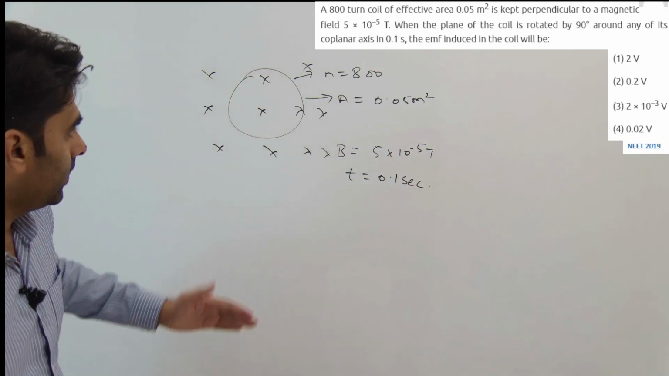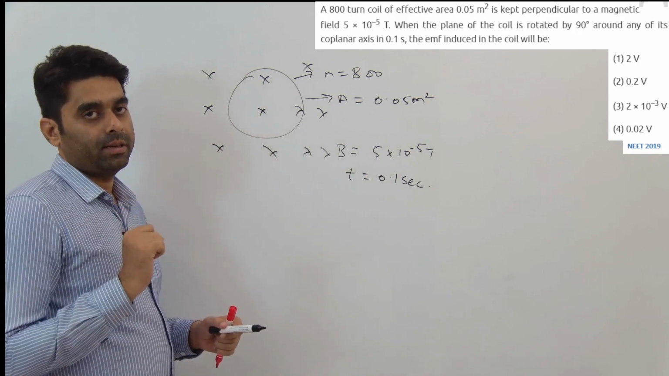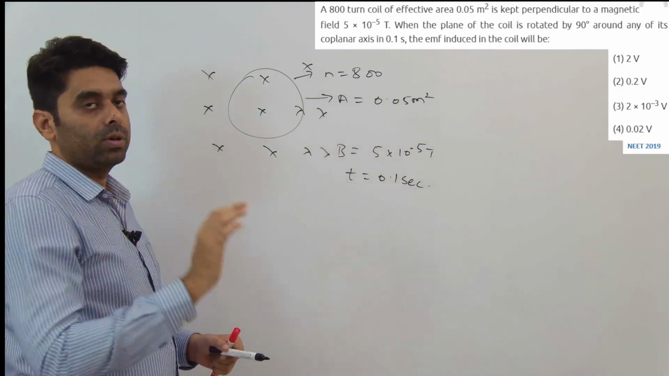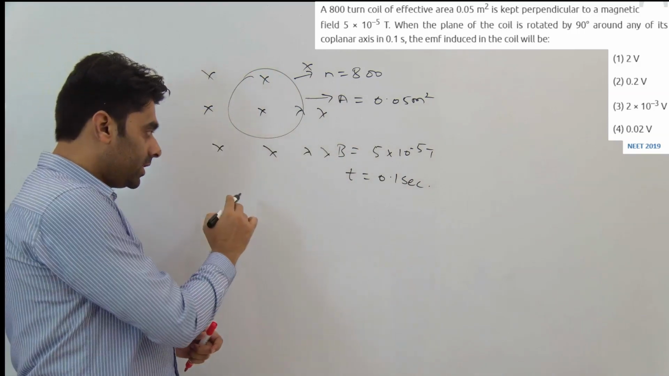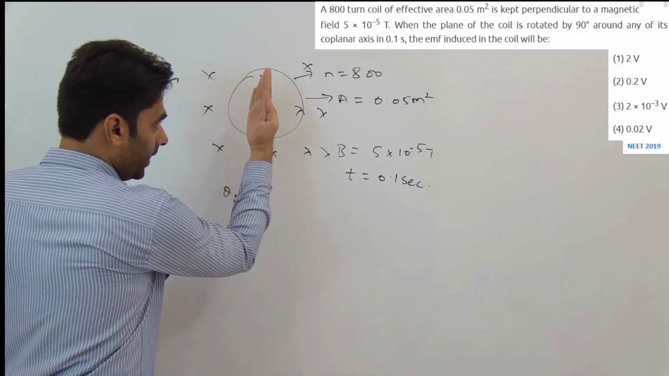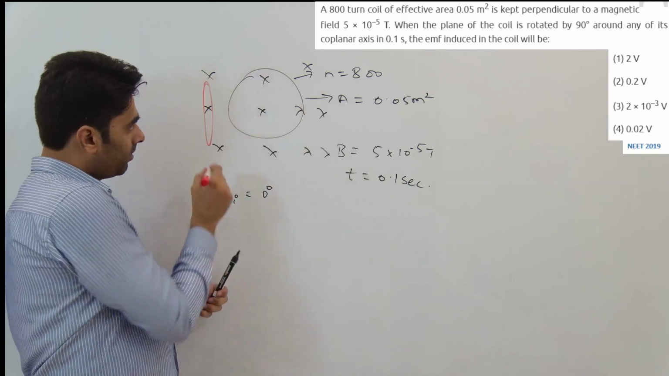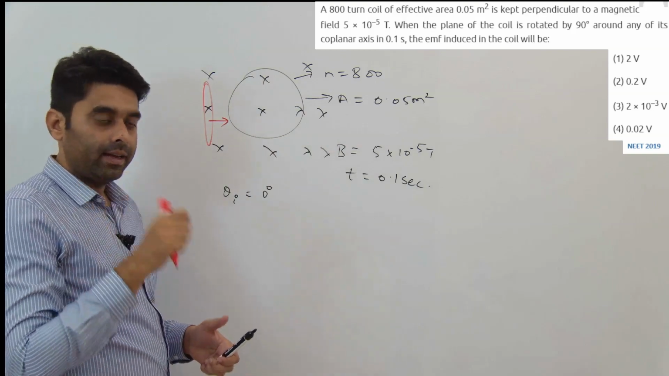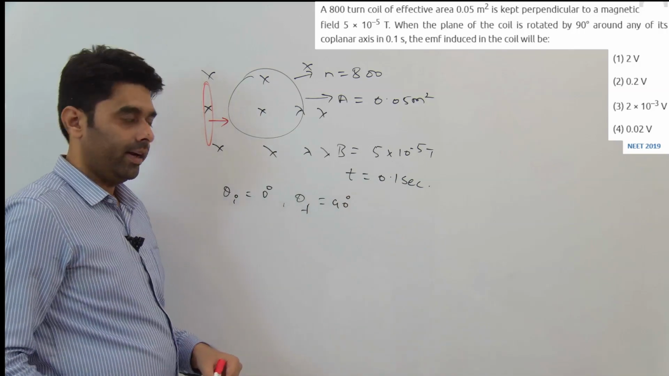So initially it is like this, right? What is the initial angle between your area vector and magnetic field? Area vector is always perpendicular to the plane. So this is your plane, area vector will be inward, magnetic field is also inward. So initial angle, theta initial, is 0 degree. When you turn it by 90 degree, the plane will get like this. So now area vector will be in the x direction, magnetic field minus z, angle is 90. So finally your theta final will be 90 degree, right?